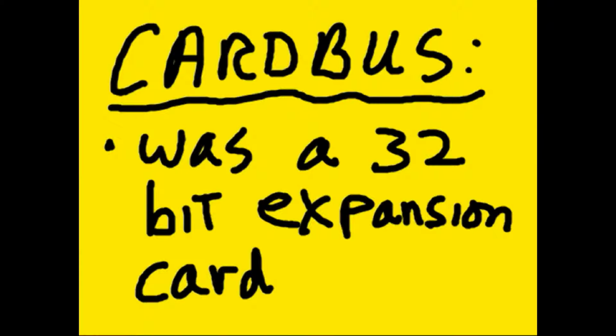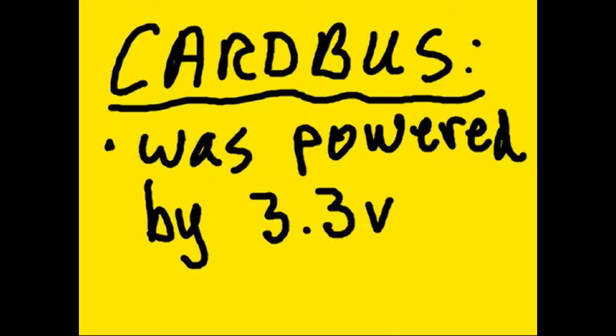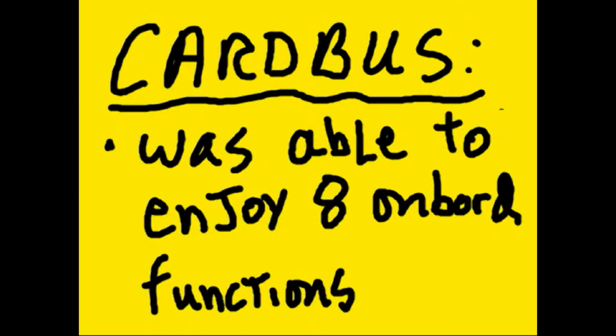CardBus was a 32-bit expansion card. All three PC card types could use its slot. And it was powered by 3.3 volts. And furthermore, it was able to enjoy 8, count them, 8 onboard functions.